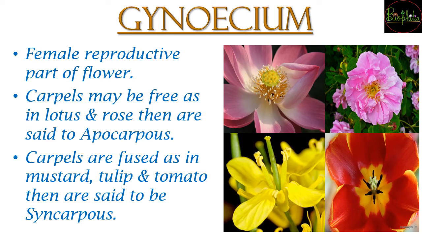The last whorl, or the innermost whorl of the flower, is going to be the gynoecium. The gynoecium is the female reproductive part of the flower, and its members are called carpels. So carpels can be free. If they are free, you see them in the case of lotus. If they are free, you call them apocarpous. So lotus or rose, you can find them free.